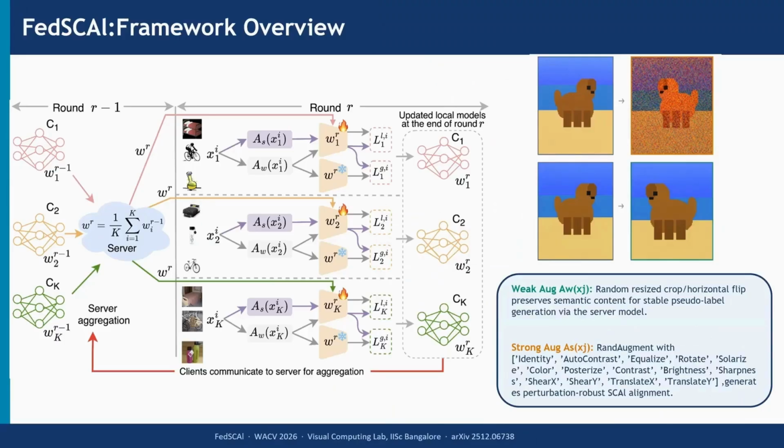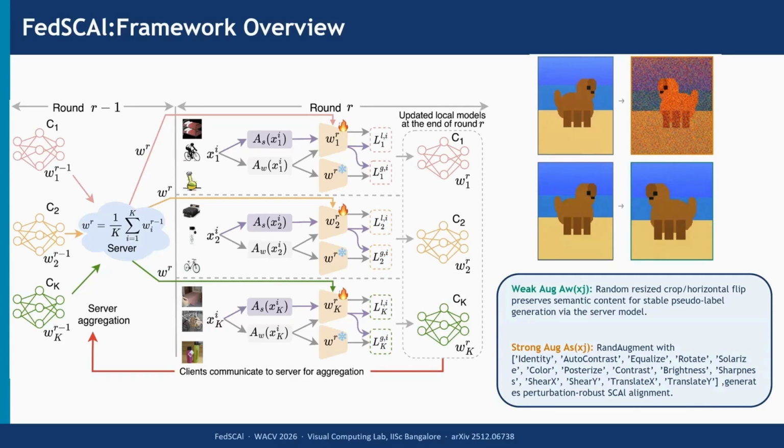So this is the basic framework. The server broadcasts its current aggregated model to all the clients. Each client then uses the server model along with its own local model that it has saved from its previous rounds to compute the SCAl alignment loss. It also runs pseudo label estimation using prototypes and computes the LOA loss. Both losses are combined and minimized over several local gradient steps. The updated client weights are sent back to the server, which are then aggregated, and the cycle repeats.